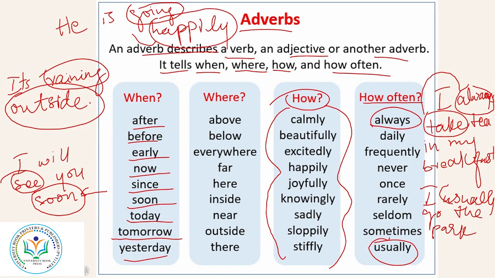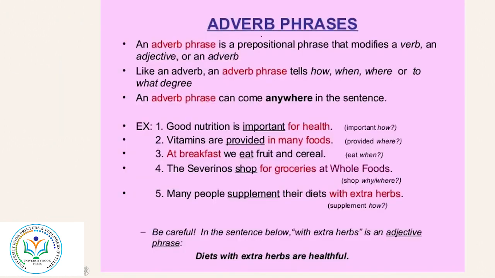Here the word usually is an adverb which is modifying the verb go here. So an adverb tells you when the action is done, where the action happened, how the action happened and how often the action happened. Adverb phrases. An adverb phrase is a prepositional phrase that modifies a verb, an adjective or an adverb.